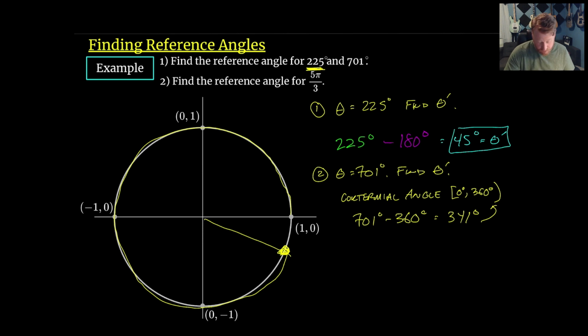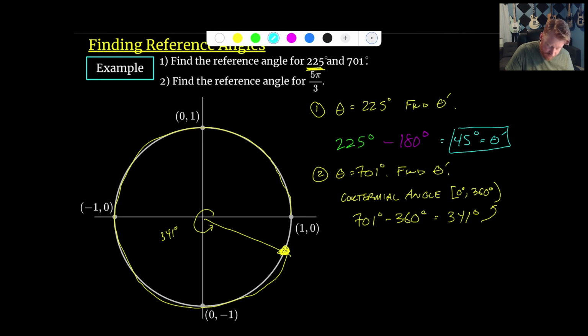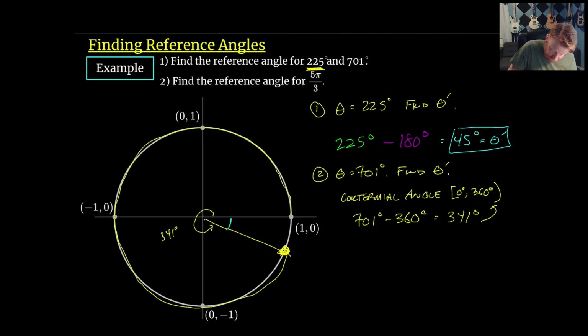Here's our angle that I can drop in, but here is what we're looking at, which is 341 degrees. So again, what we're trying to find is this angle here. So this is our theta prime. So again, I want to think about, okay, how can I find this?